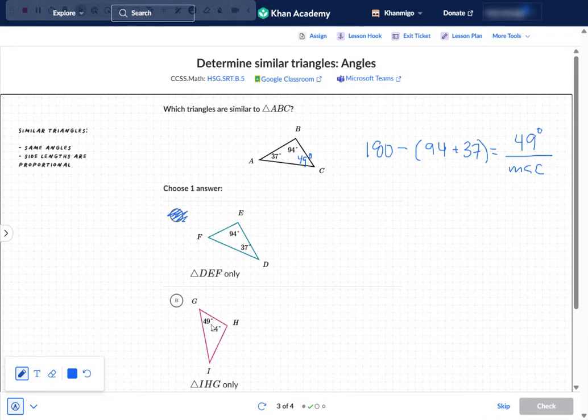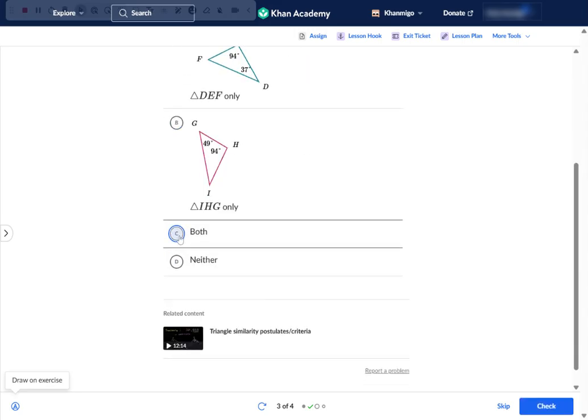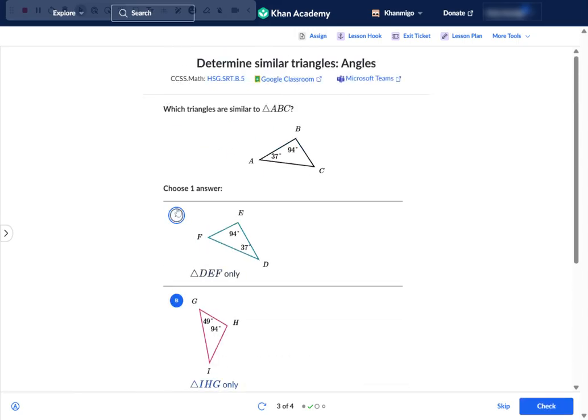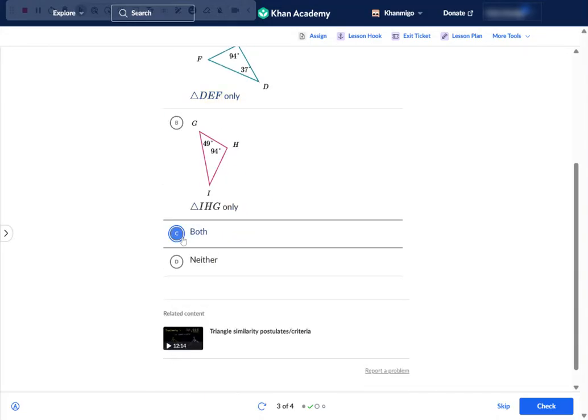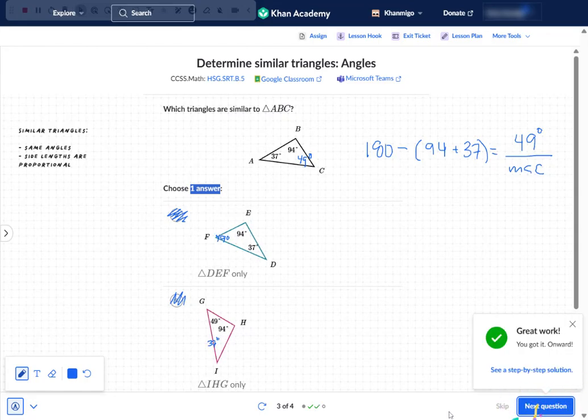And ooh, look at that, 49 and 94. We only need two because the third has to match up. So this one's 49, and if this is 49 and 94, if we plugged it in, we would get the missing angle 37. So in this case, they both work, but it's saying to choose just one answer, so that's why we have to click the option for both. We can't select both separately because it says just choose one. We have to scroll down. All right, here we go.